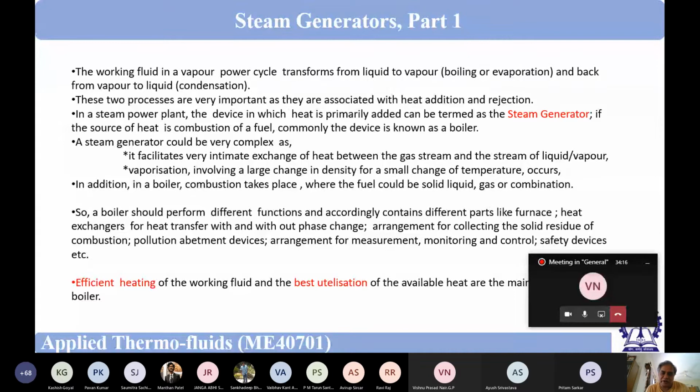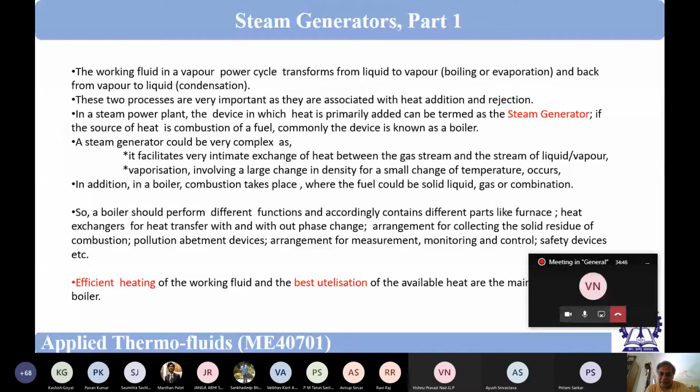Heat exchangers for heat transfer with and without phase change. So in the economizer, liquid is inside the tube and outside there is gas, so both are single phase. But in the evaporator, the liquid is changing its phase. And in the superheater, there is vapor inside and gas outside. So we should have different types of heat exchangers.